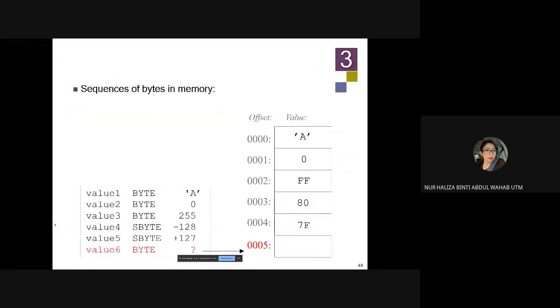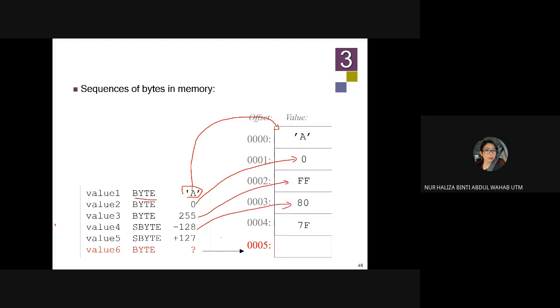Okay, sequence bytes in memory. So first of all, you have byte, this one. Basically, you need to change it into hexadecimal, but this is just for you to see how you put it into your storage. So this one you need to change into hexadecimal. That's why it is put like this, because this one is not a hexadecimal number. So this one, unidentified, you're going to put as empty also.